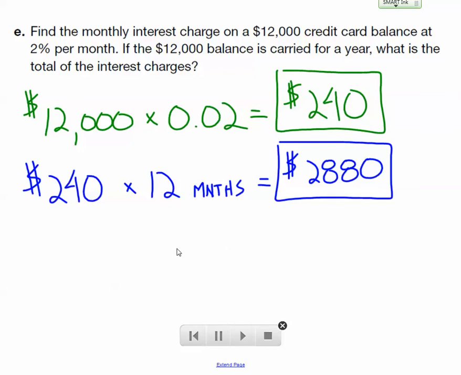It's nice to be able to borrow some money, but it can be very expensive. So most people really try their best to pay off the balance every single month so that they don't get hit with interest charges.